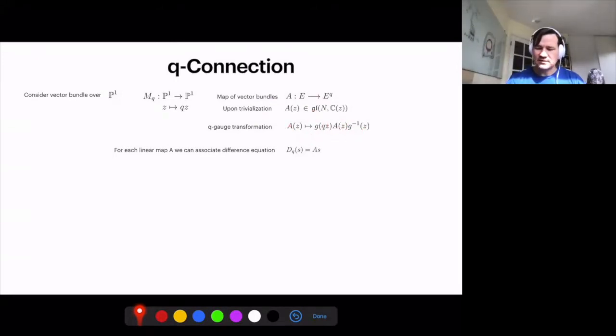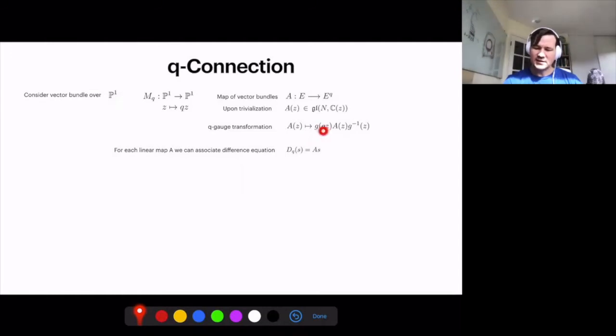You can easily check that. If g of z is the function that changes the trivialization, some holomorphic or maybe potentially meromorphic function, then this map changes like this, right? And I hope you can see that this is a generalization of the gauge transformations to the difference world, right? So it's called Q gauge.